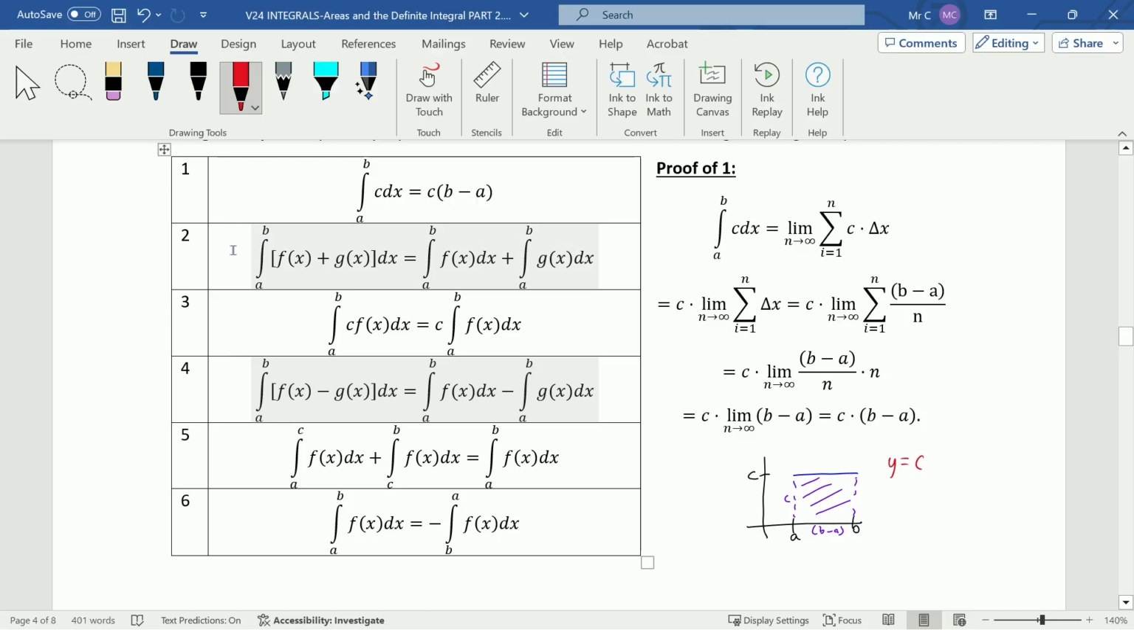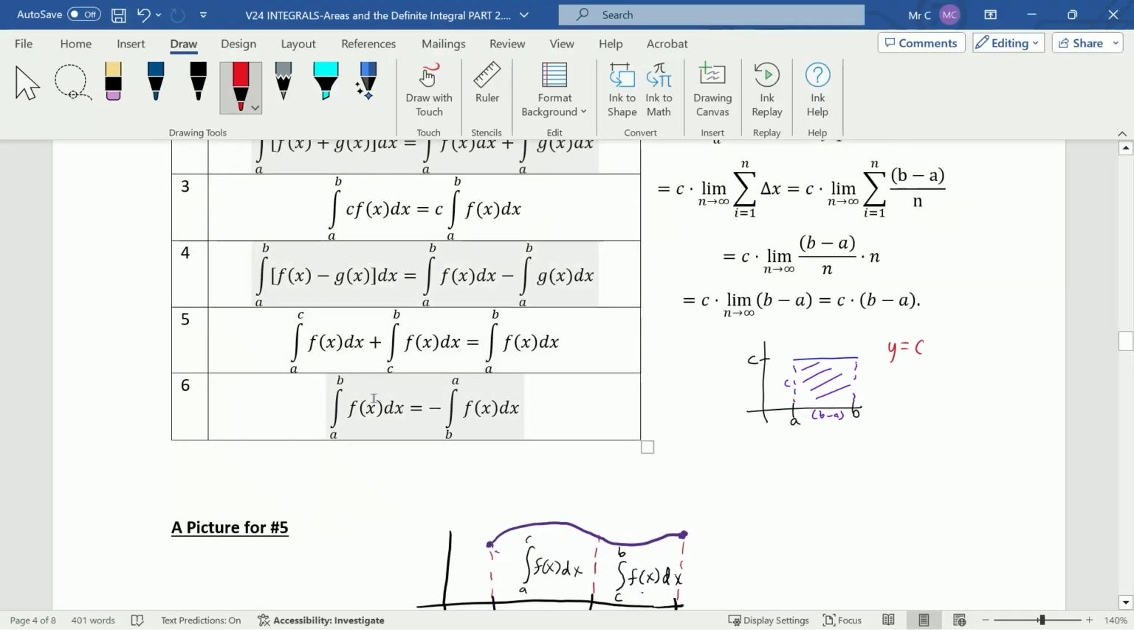Okay, now property 2 here is that you can split up integrals on sums. Have to be really careful. A lot of students will make the mistake of trying to split up an integral on a product. You can never do that. But on a sum, you can absolutely do that.